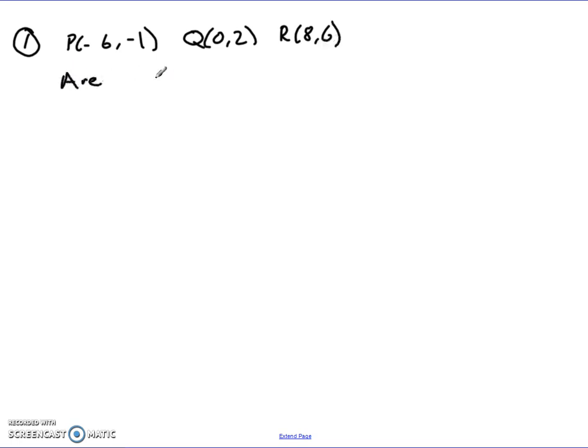So, a couple of examples of this. So first one, imagine I give you 3 points. I'm going to have a point P, which is at -6, -1. I'm going to give you a second point Q at 0, 2. And I'm going to give you a third point R at 8, 6. And the ultimate question is, are they collinear? Okay, that is our ultimate goal.